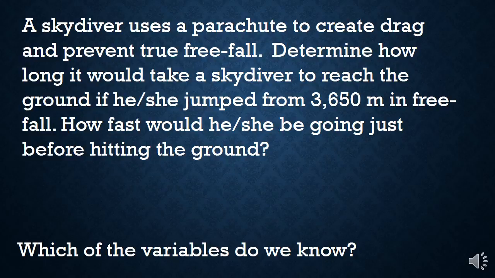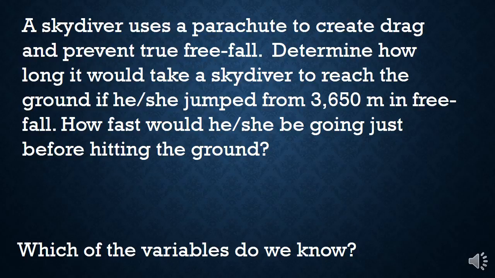So we want to figure out how long it would take a skydiver to reach the ground if he or she jumped from 3,650 meters in free fall. So no parachute and accelerating at negative 9.8 meters per second squared. We also then want to figure out how fast he or she would be going just before hitting the ground. I say just before hitting the ground because, again, we know that if this unfortunate situation occurred, the ground would stop the skydiver. So we want to say just before that moment of contact.